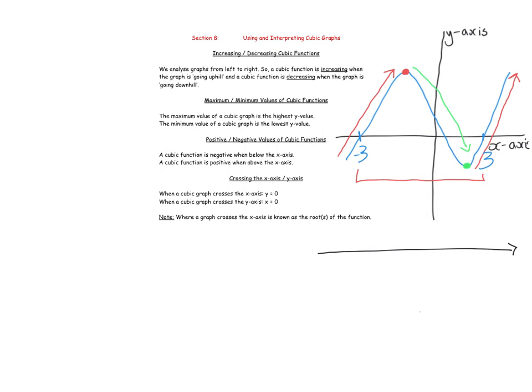Then we could be asked to figure out where it's positive and where it's negative. So remembering that a cubic function is negative below the x-axis, and a cubic function is positive above the x-axis. So there's two places, the exact same as a quadratic, and then crossing the x and the y-axis. So when a cubic graph crosses the x-axis, y is equal to 0, and when a cubic graph crosses the y-axis, x is equal to 0.